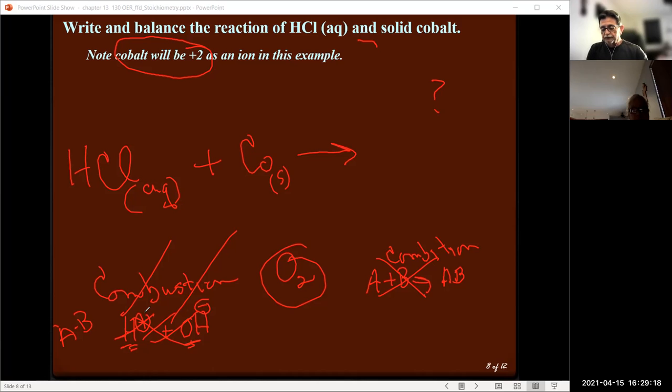What was the opposite of the combination reaction? Well, we had a decomposition reaction. A decomposition reaction is basically the opposite of a combination reaction, where you take a compound, you do something to it, and it breaks down.